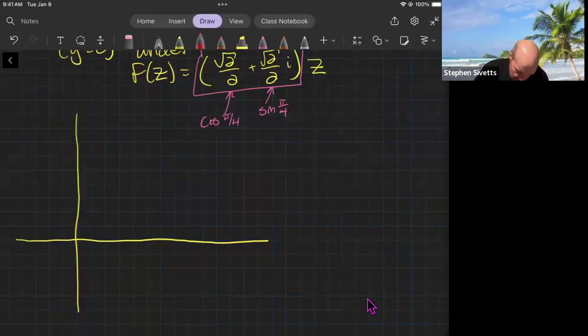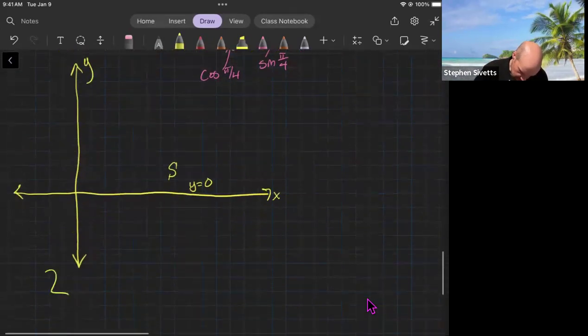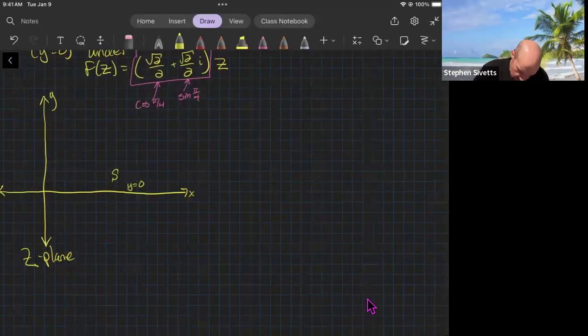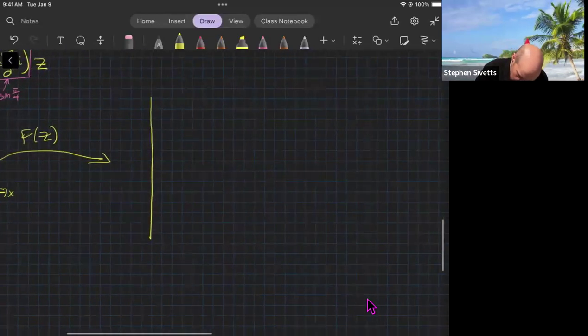We want to look at what happens if we take the set S to be the line y equals 0 in the z plane. Okay. So here is my z plane. And we want to look at the function f of z, and here is the w plane.